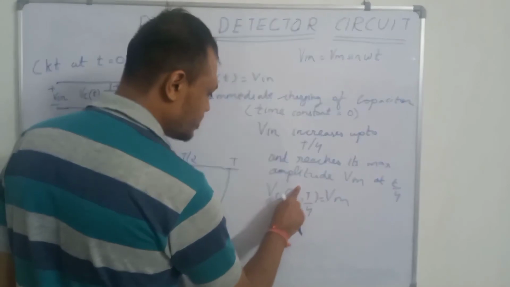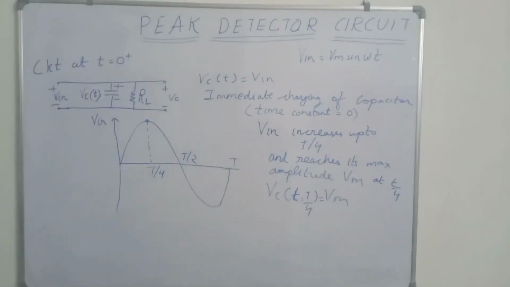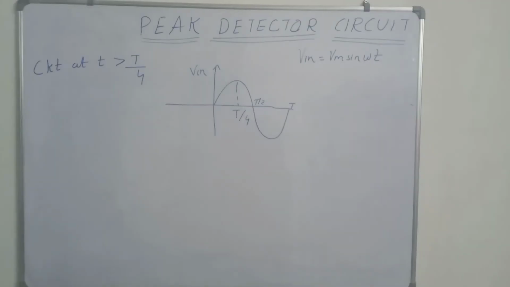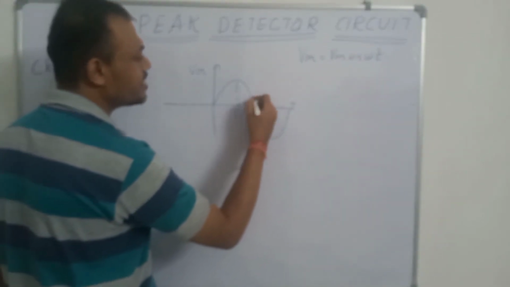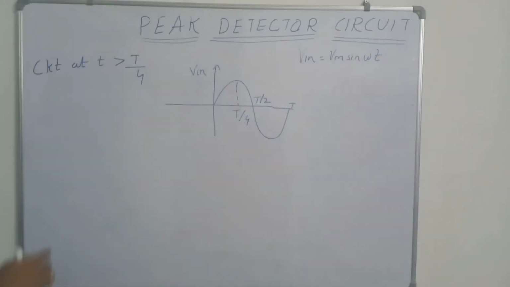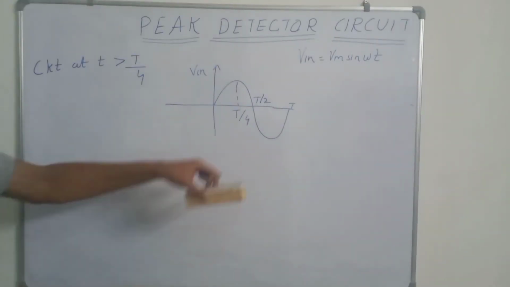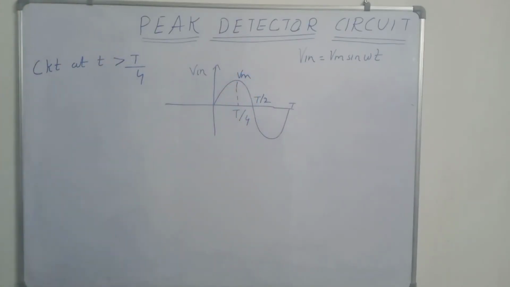Vc at t equal to T by 4 is Vm. So after time T by 4, the Vin will start decreasing continuously, and after time T by 2, Vin will become negative. At T by 4, Vin reaches its maximum value Vm, and after T by 4, Vin will start decreasing continuously.